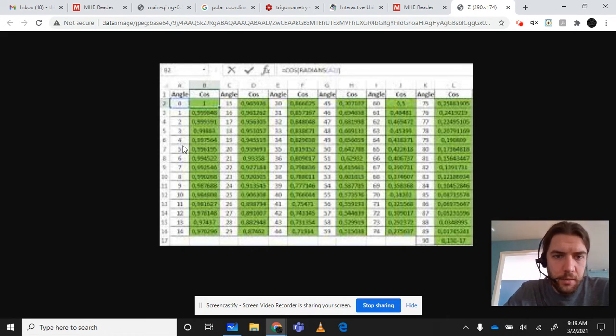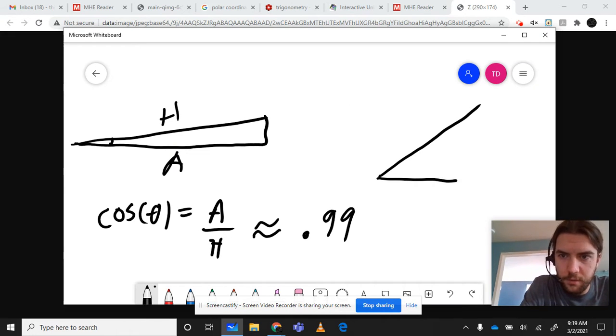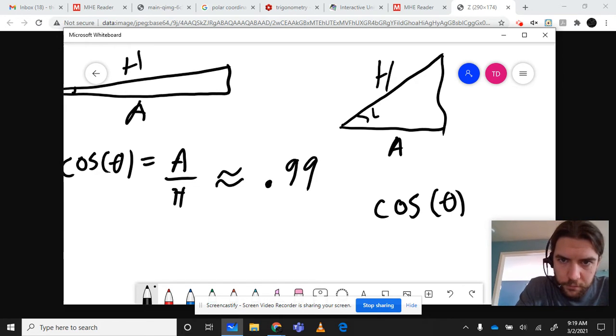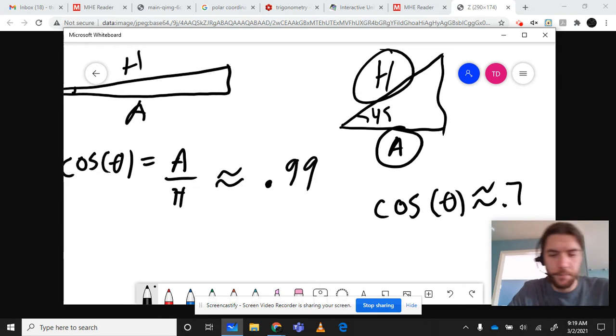As the angle increases, that value decreases. So by the time that we get out to like a 45-degree angle, and we're looking at something more like this, well, then my adjacent side over my hypotenuse, that ratio is not quite as close as it was before. In this case, the cosine of this 45-degree angle is going to be roughly 0.7. So this is about 70% as big as that piece.